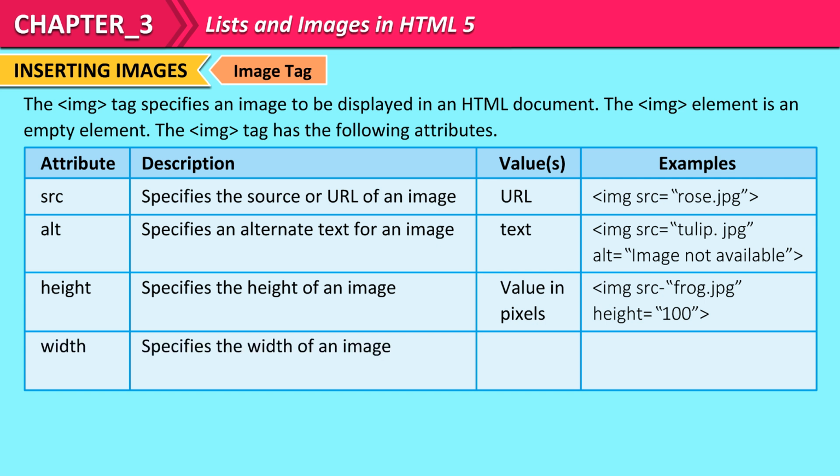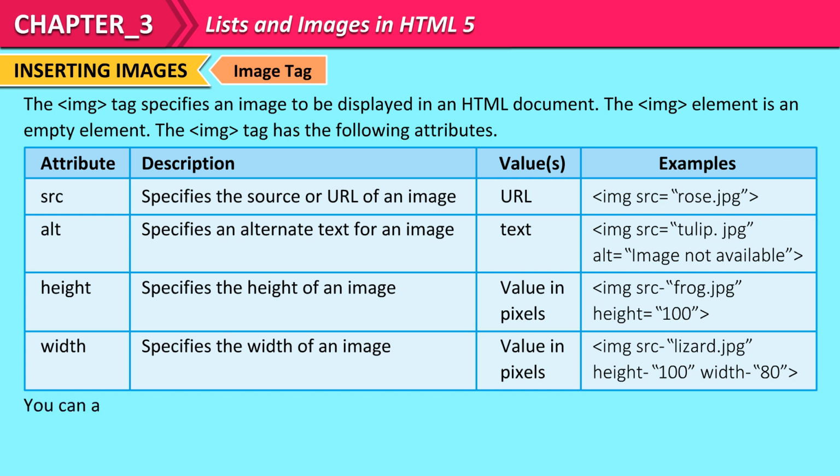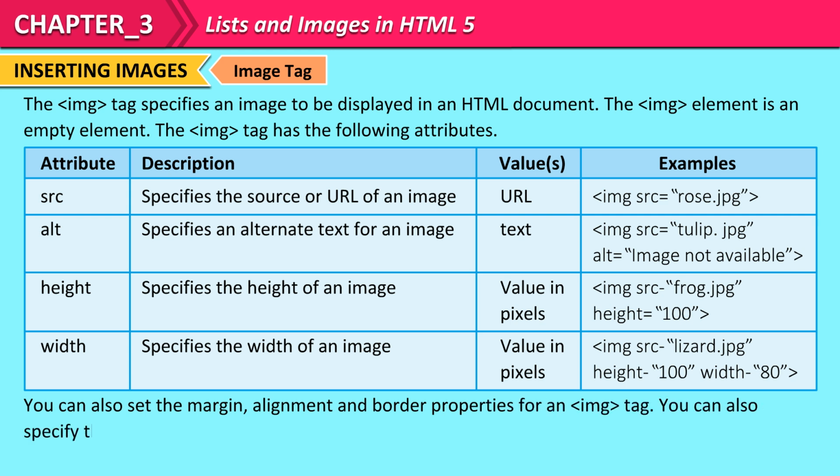Width specifies the width of an image. Value in pixels: image source lizard.jpg, height 100, width 80. You can also set the margin, alignment, and border properties for an image tag. You can also specify the height and width of an image using CSS.